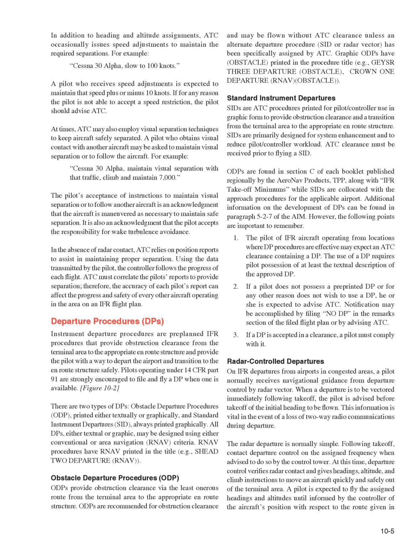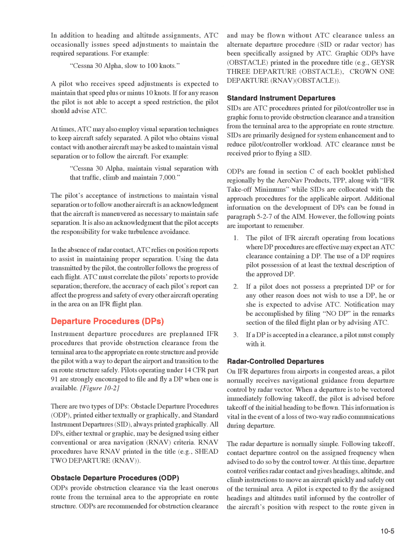Obstacle departure procedures, ODP. ODPs provide obstruction clearance via the least onerous route from the terminal area to the appropriate en-route structure. ODPs are recommended for obstruction clearance and may be flown without ATC clearance unless an alternate departure procedure, SID or radar vector, has been specifically assigned by ATC. Graphic ODPs have obstacle printed in the procedure title, for example, User 3 Departure, Obstacle; Crown 1 Departure, RNAV, Obstacle.